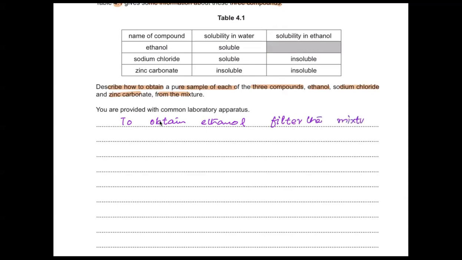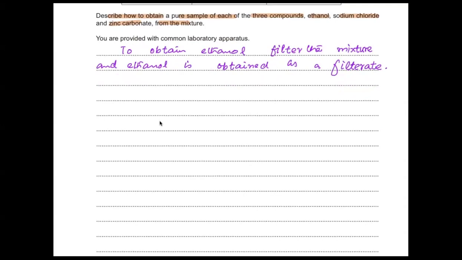Filter the mixture and ethanol is obtained as a filtrate, and in the residue we will have both the solids, sodium chloride and zinc carbonate. Is this understandable? Yes, sir. Okay.